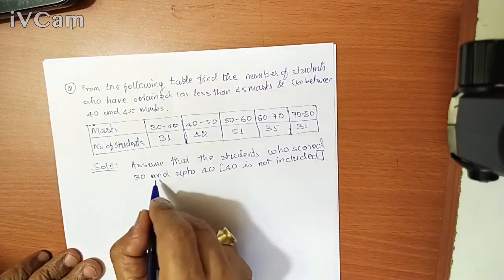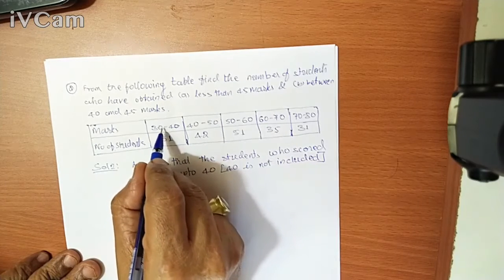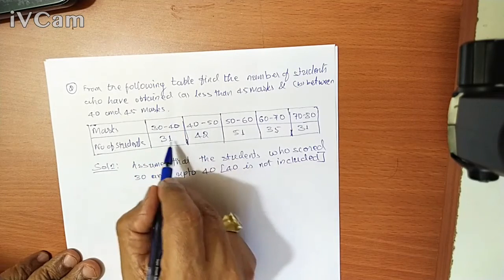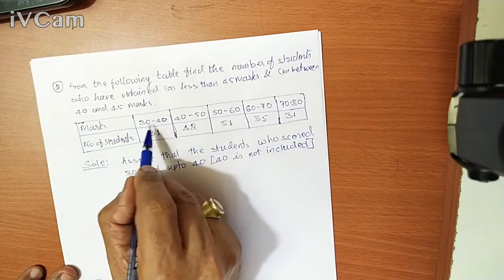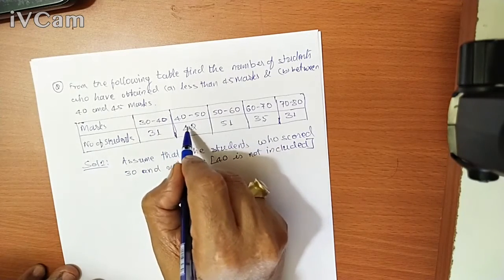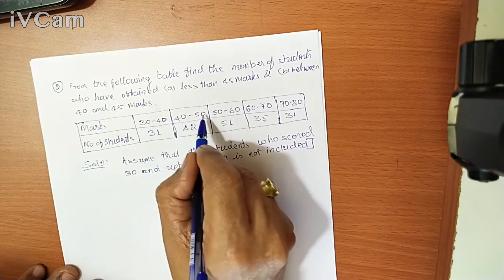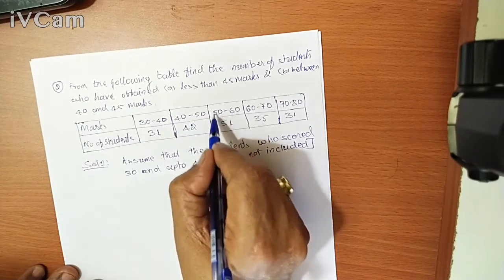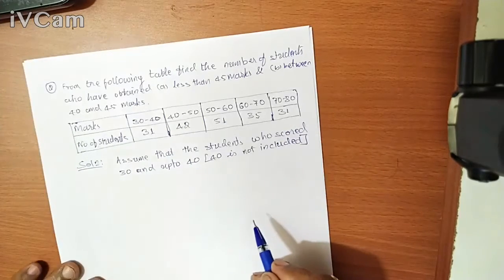So that 31 is what? The number of students. If x is the number of students, it is 30 less than or equal to x less than 40. 40 is not there in that group. So this 31 definitely gives me the number of students who scored less than 40. Similarly, the 42 includes the number of students who scored between 40 and 50. I do not include 50 here. I'll take 50 to the next one. The students who scored 50, I consider them in the next group, right? So that way I assume.